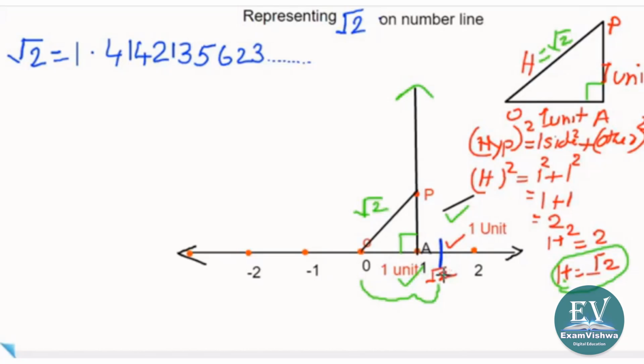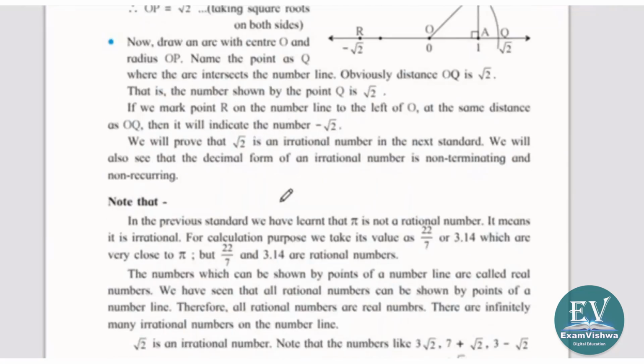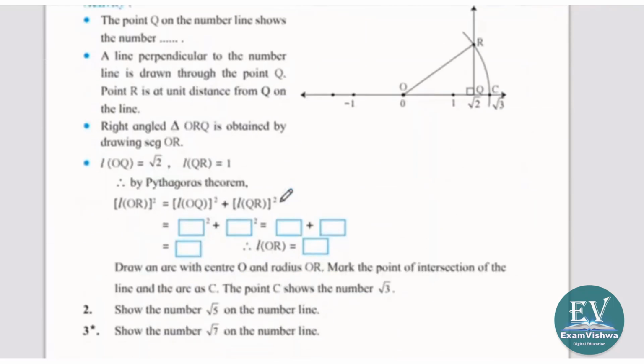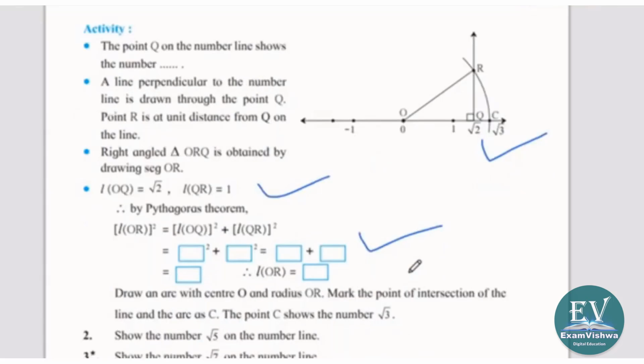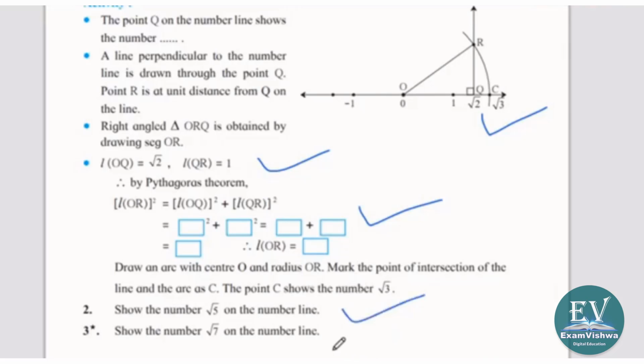So understood? And your textbook is talking more about drawing on number line. Your exercise is to draw √3 on number line. Look here. Steps are given. You will solve it. Understand carefully how to draw √3, then how to draw √5, how to draw √7. When time permits, I will upload videos of all of these, one for each number: how to draw √2, √5, √7.